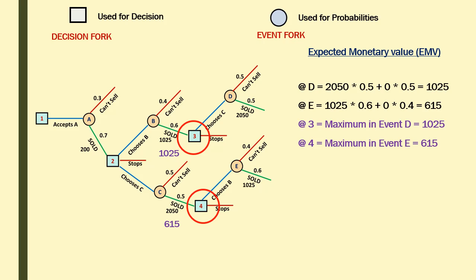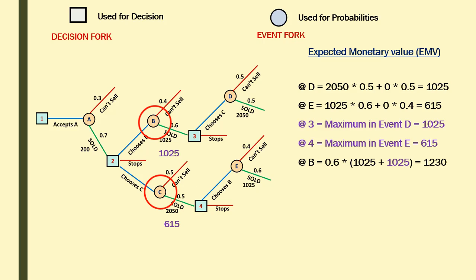Let's go for the next event. Event B has a probability of 0.6. It should be multiplied with its profit and decision box value. So, event B is 0.6 into 1025 plus 1025, which is equal to 1230. Similarly, event C is 0.5 into 2050 plus 615, which is equal to 1332.5. Now we will consider decision box 2.